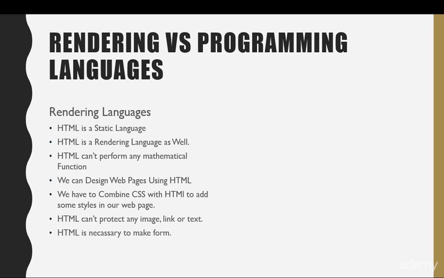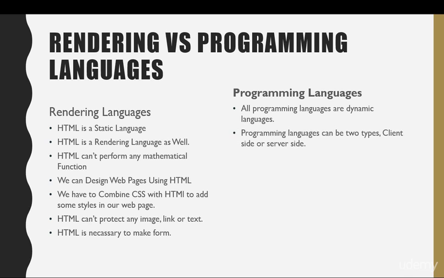HTML is necessary to make a form. Exactly, if you want to design the form, you have to use HTML. All programming languages are dynamic languages. However, when you talk about JavaScript, it is not like HTML. Programming languages can be of two types: client side or server side. A client side language interacts with the client's computer, and a server side language like PHP or ASP interacts with the server. A programming language can perform mathematical operations, unlike HTML or the rendering language. They can perform the mathematical functions.